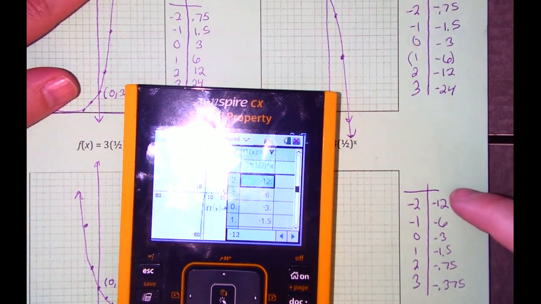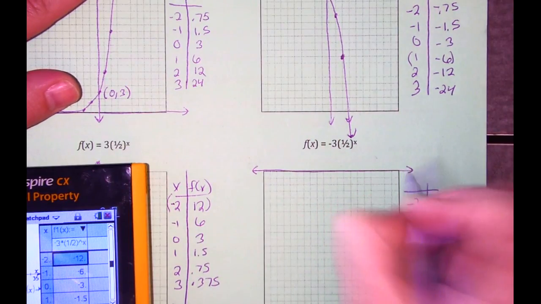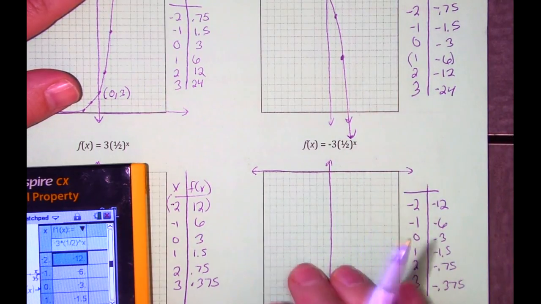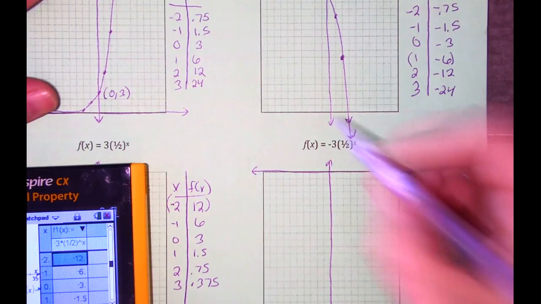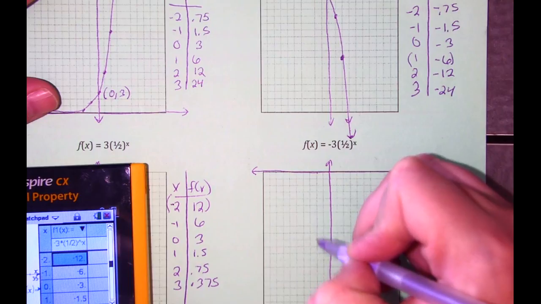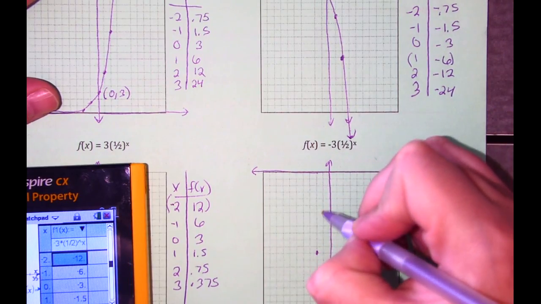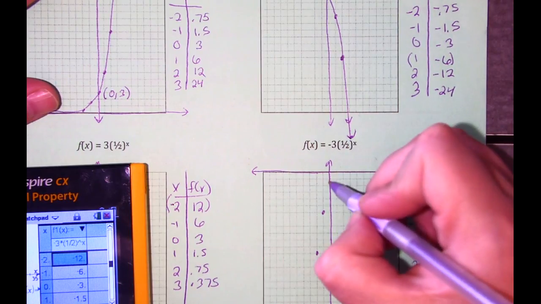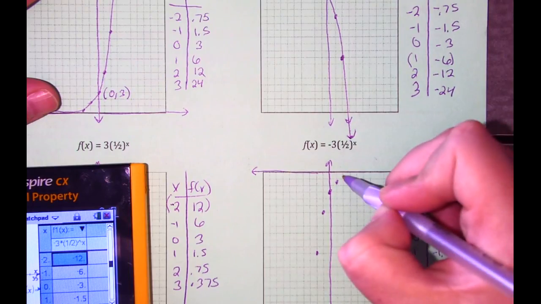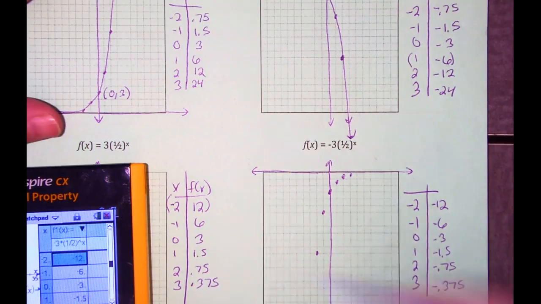And because these are all negatives, my y values, I just need negative y values. So I'm going to put my x-axis up at the top. That way, I just have all the negative y values down below it. So -2, -12, right there. -1, -6, 0, -3, 1, -1.5, 2, -0.75, and 3, -0.375. Draw a graph.